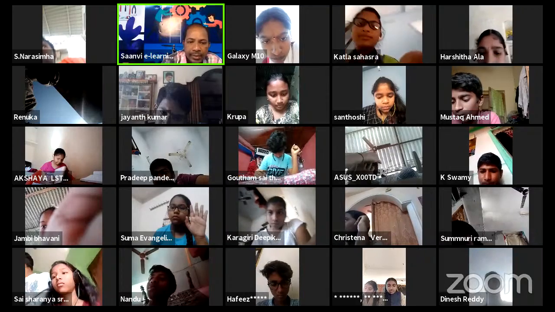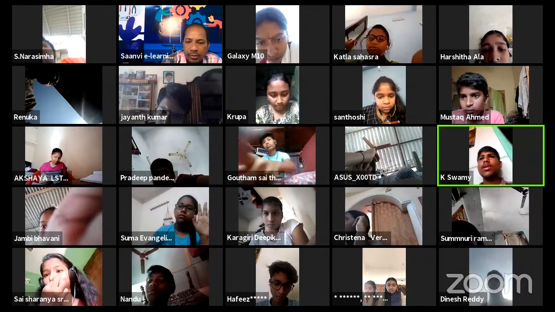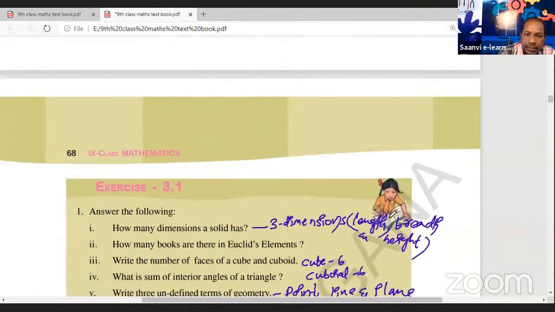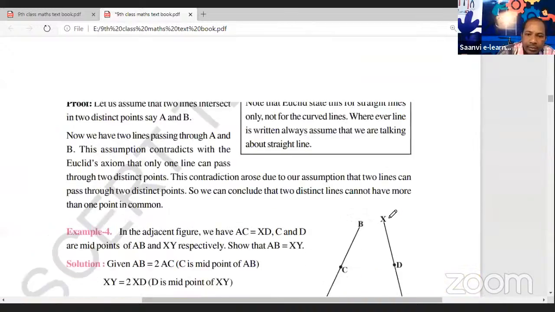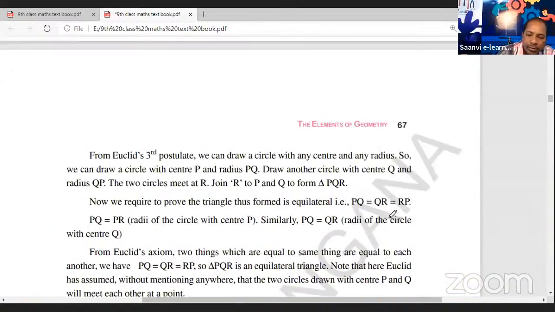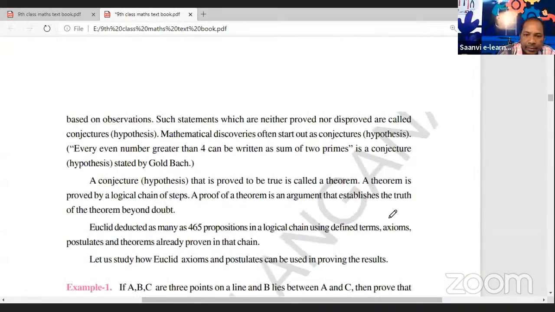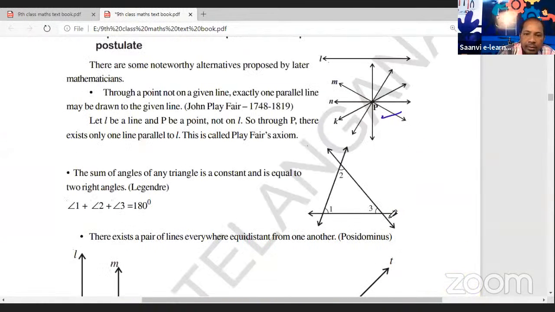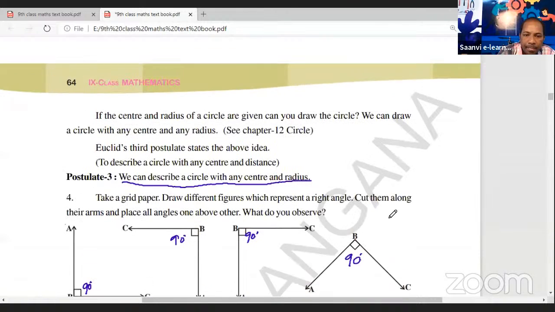So when we draw a right angle anywhere, it is equal. When we measure that right angle, it will show 90 degrees only. Okay, see here.